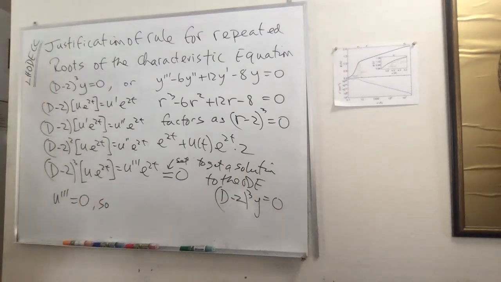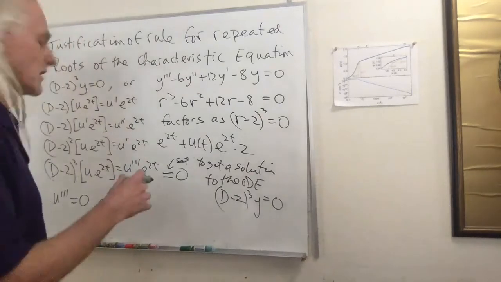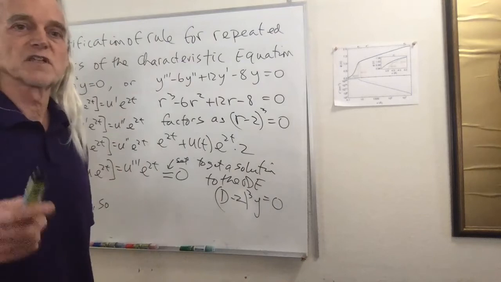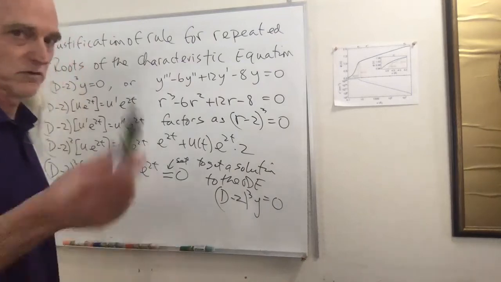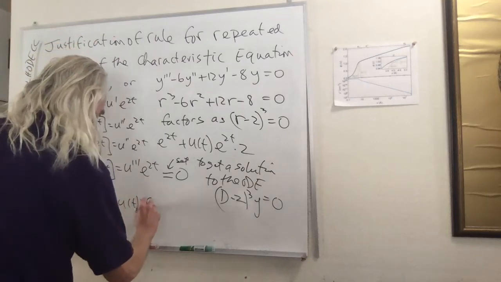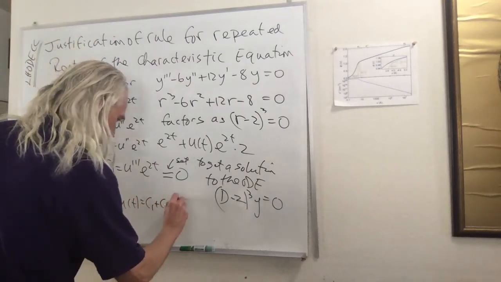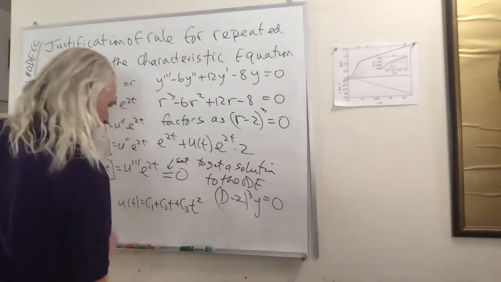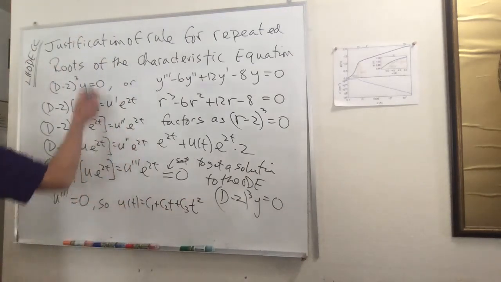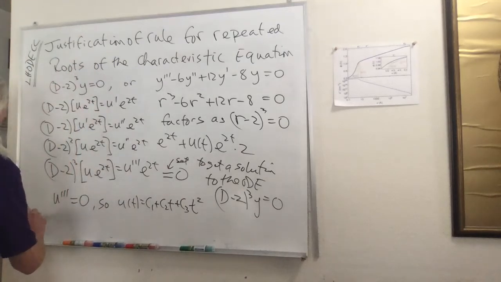All right. So what function has a triple derivative that's identically 0? Well, that's any quadratic function, right? Because the derivative of t squared is 2t. Second derivative of t squared is 2. Third derivative of t squared is 0. Fourth derivative is 0, etc. All right. So that means that u of t is c1 plus c2 t plus c3 t squared. Three arbitrary constants, so the general solution.